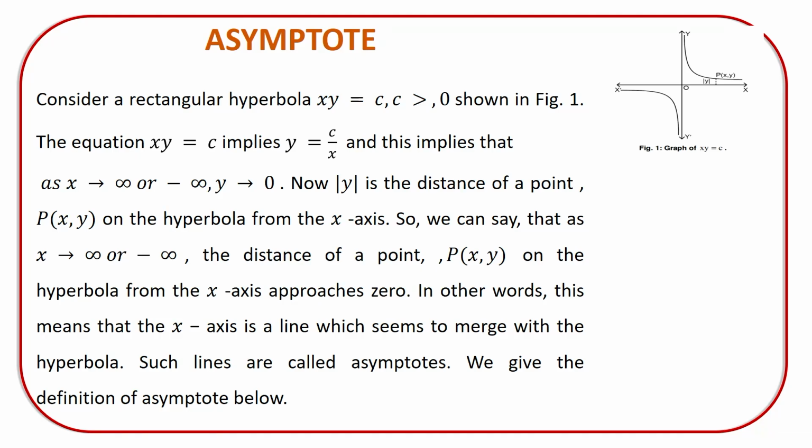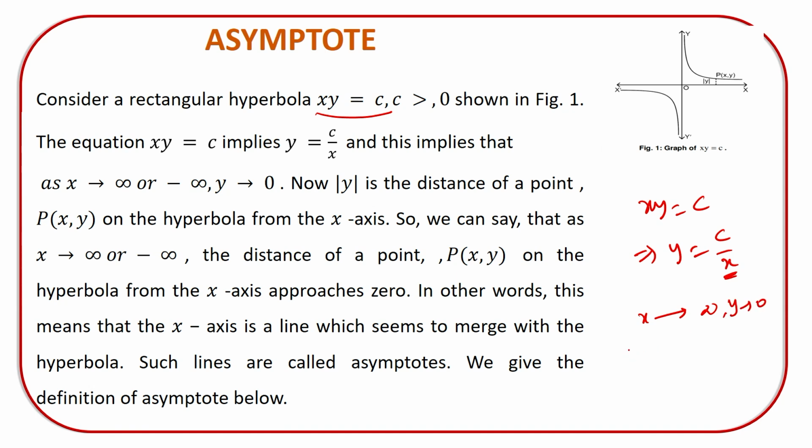So, what is an asymptote? Consider a rectangular hyperbola, which can be represented as xy = c, where c is any constant greater than 0. Look at the figure here, this is xy = c. The equation xy = c implies y = c/x, right? And this implies that if x tends to infinity, then y must go to 0.